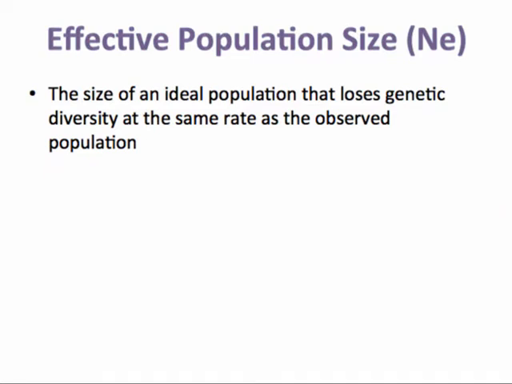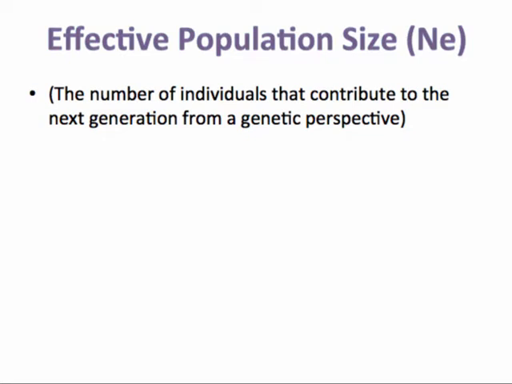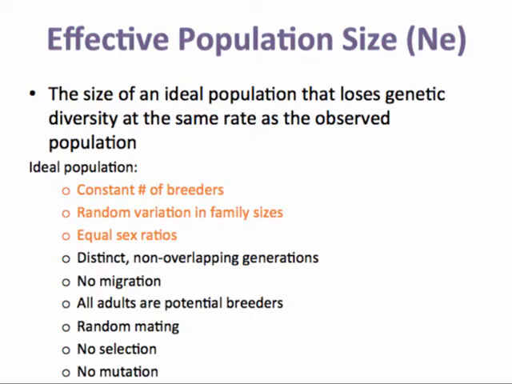The definition for effective population size is the size of an ideal population that loses genetic diversity at the same rate as the observed population. A good way to think about it would be as the number of individuals that contribute to the next generation from a genetic perspective. But we're going to go back to this original definition because when we talk about effective population size, we need to compare it. Essentially we're comparing it to this idealized population.